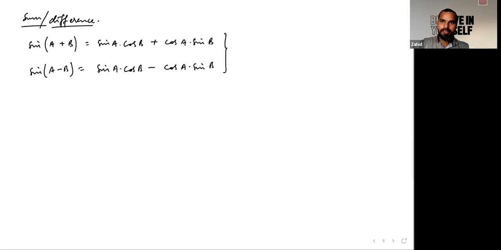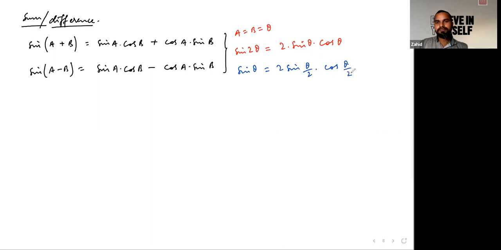Now, if I put A and B to be equal, A equals B equals theta, in the first part you will get 2 theta. So it will become 2 times sine theta times cos theta. Now just see, we have 2 theta, so it will be just theta and theta. So if you break this particular angle to be theta, this angle would become theta over 2 and theta over 2. So just remember these two parts.